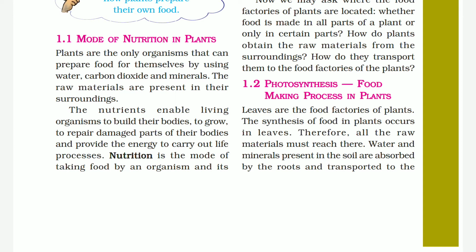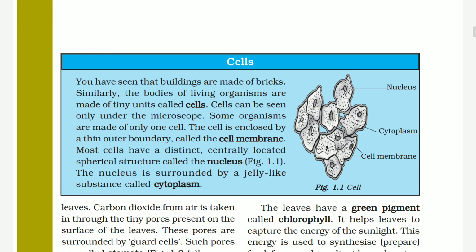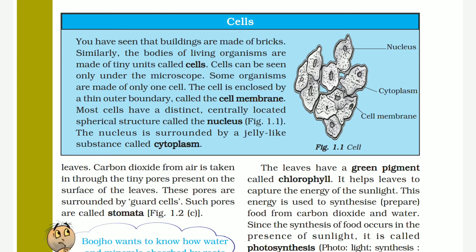Water and minerals are absorbed from the soil by the roots and transported to the leaves. Carbon dioxide from the air is taken in through the tiny pores present on the surface of the leaf. So on the surface of the leaf there are stomata, right? And the stomata are surrounded by guard cells, through which the exchange of gases takes place.